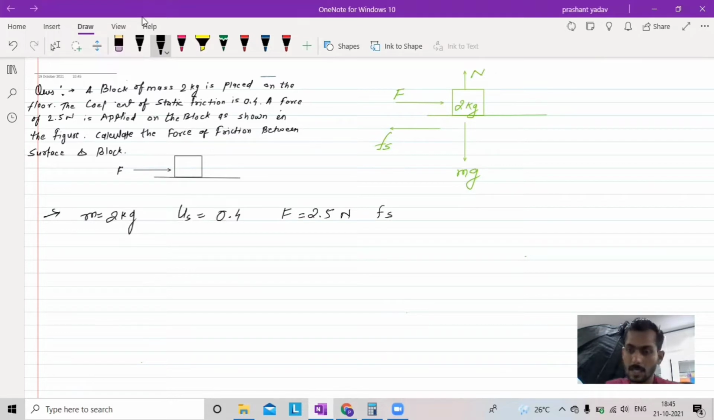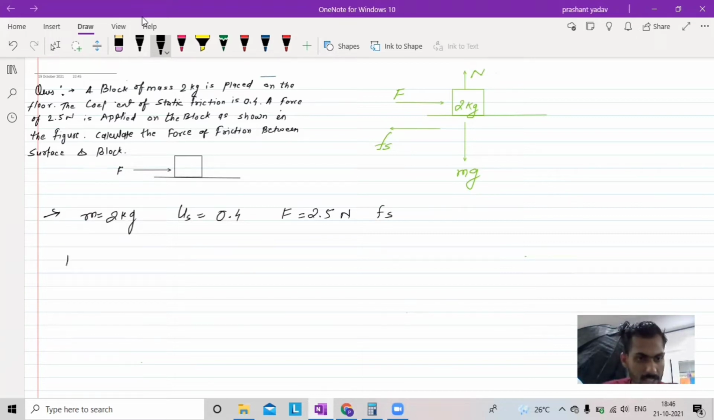So let us first understand the concept of maximum frictional force. Generally there is some limitation of frictional force. When we apply some amount of force, if that amount of force exceeds that limit, then the block will start moving. If that applied force is smaller than that maximum limit, then it will not move. And in both cases, the value of Fs will be different.